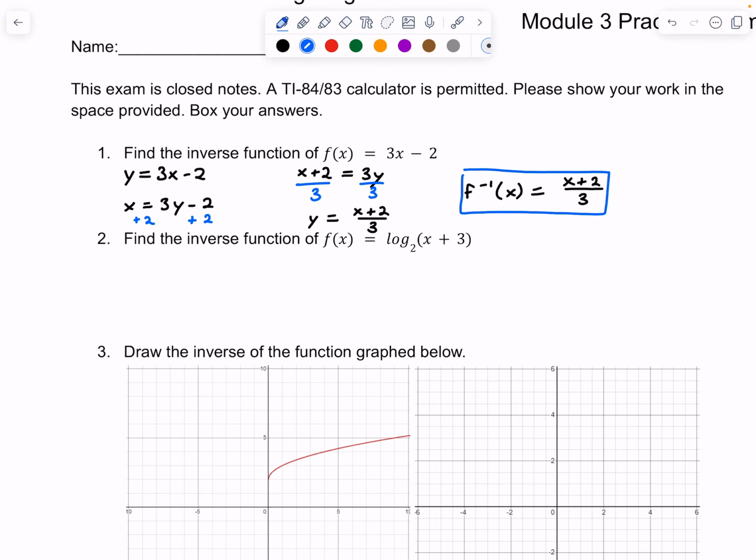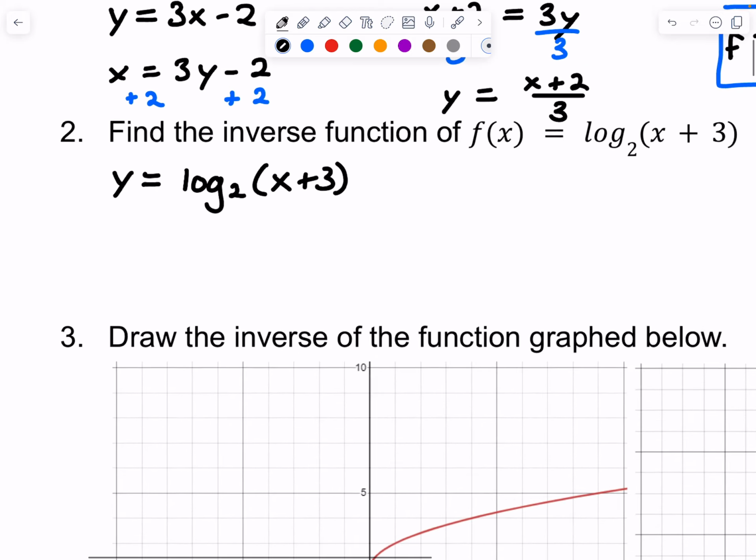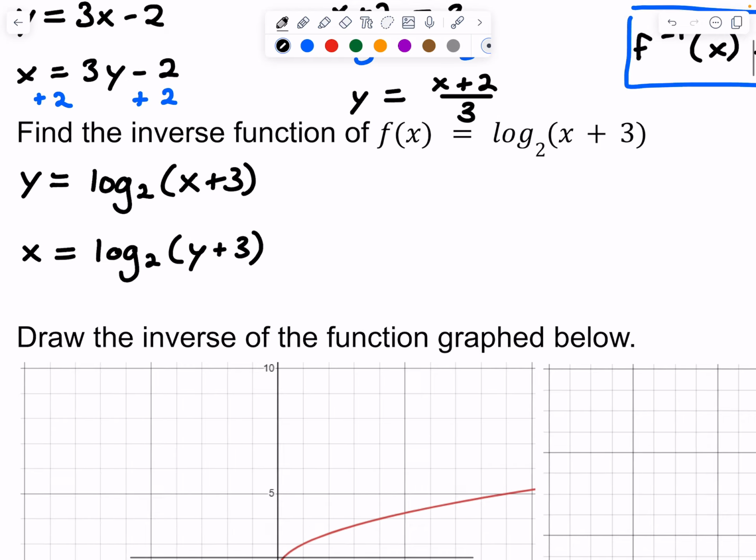This next one will be very similar. We're going to start the same exact way. We're going to put y equals, and then we've got log base 2 of (x plus 3). Then, just like last time, we're going to switch x and y. And then what we need to do is rearrange it so that we can get y by itself.